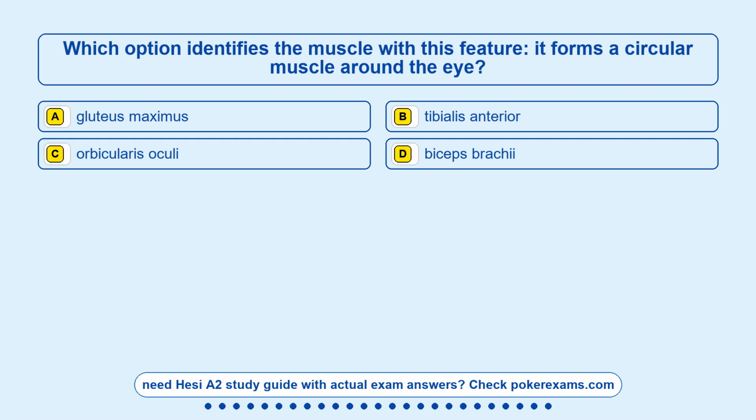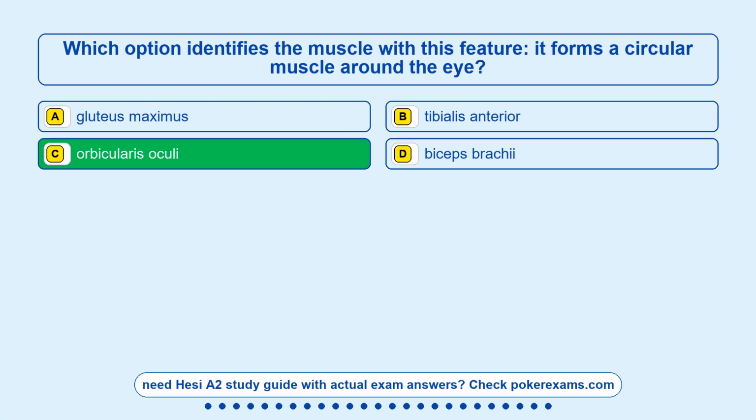Question 17. Which option identifies the muscle with this feature? It forms a circular muscle around the eye. Option A, gluteus maximus. Option B, tibialis anterior. Option C, orbicularis oculi. Option D, biceps brachii.